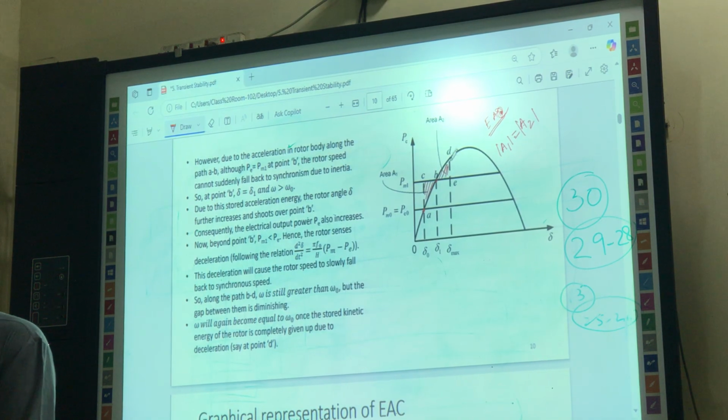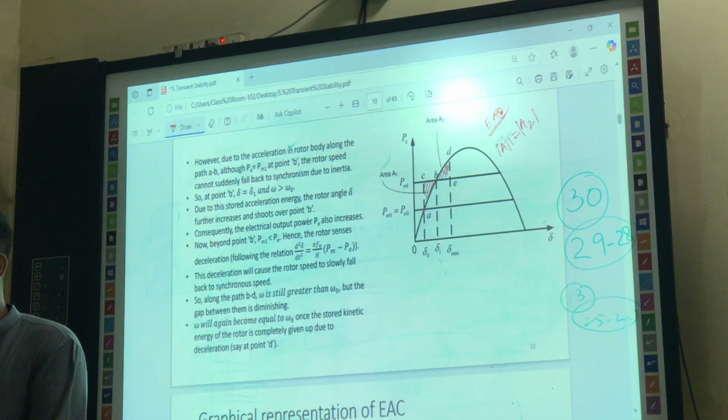If this is the case, then again from D the journey will be from A, then again D like this, and that will be a stable case. Okay, marginally stable or stable. Our concern is that in this case it is not unstable.